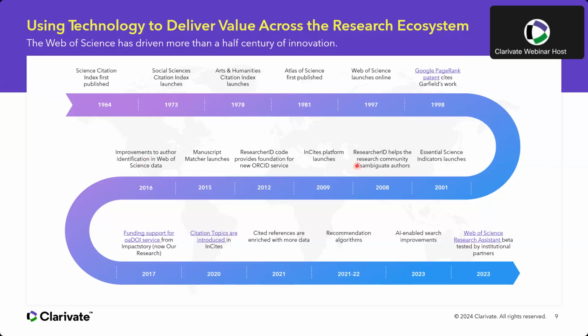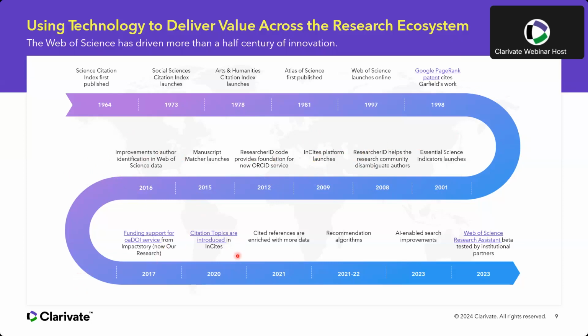ResearcherID, which is now the foundational code used by ORCID. Insights is launched in 2009. Manuscript Matcher, 2015. Web of Science data, author identification in Web of Science data, right, using Publons, if you remember, and so on, right?